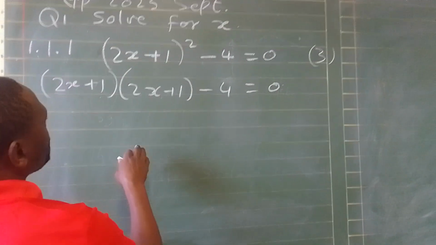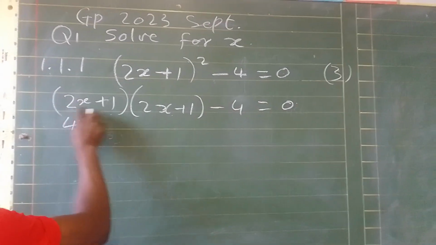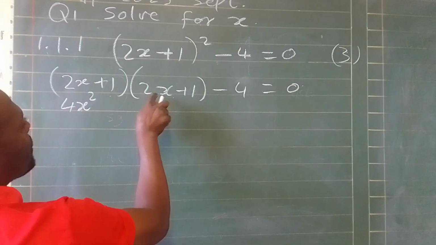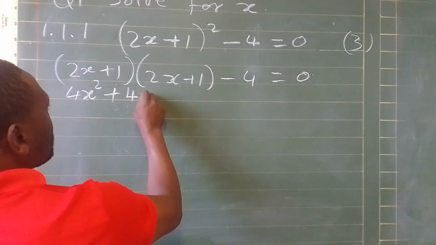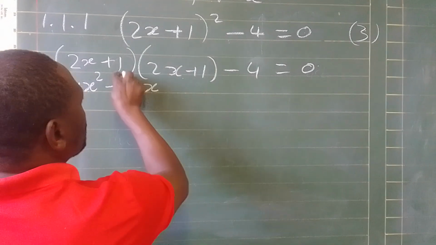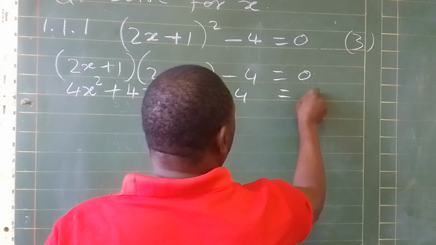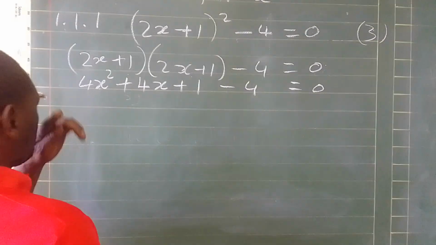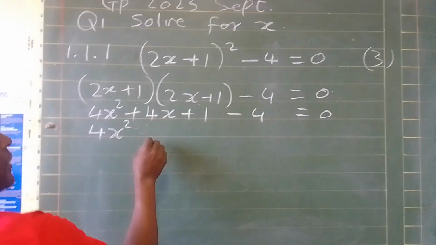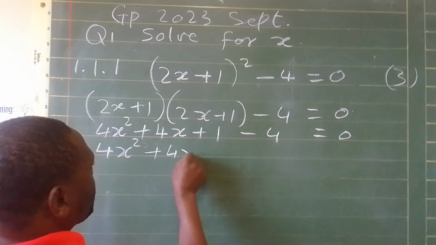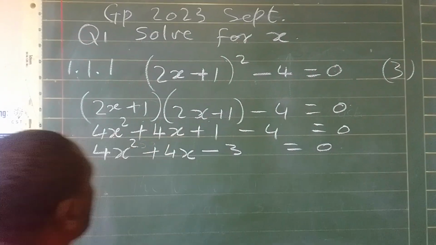Then you distribute: 2x times 2x is 4x squared. 2x times 1 is 2x. 2x times 1 is 2x. You combine the like terms, you get 4x. 1 times 1 is 1, minus 4 is equal to 0. So 4x squared plus 4x minus 3 is equal to 0.